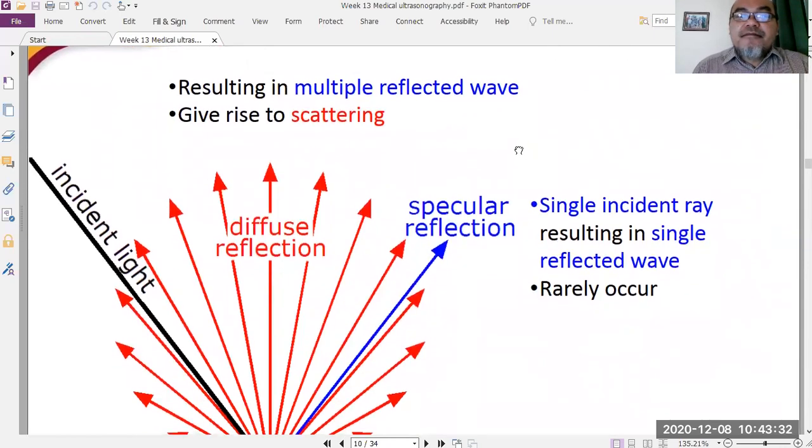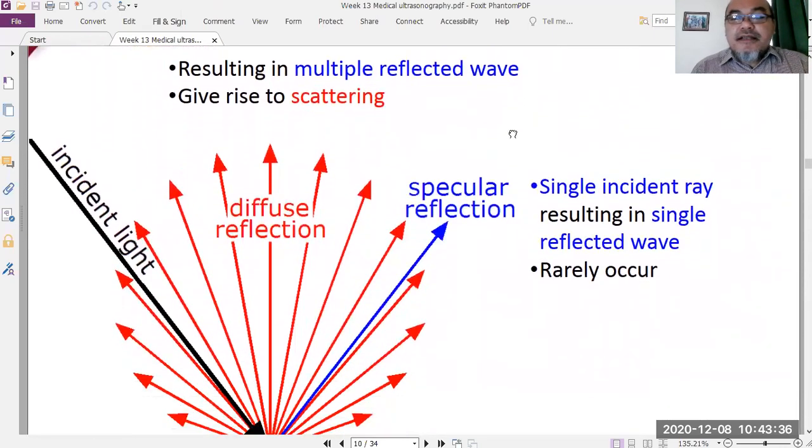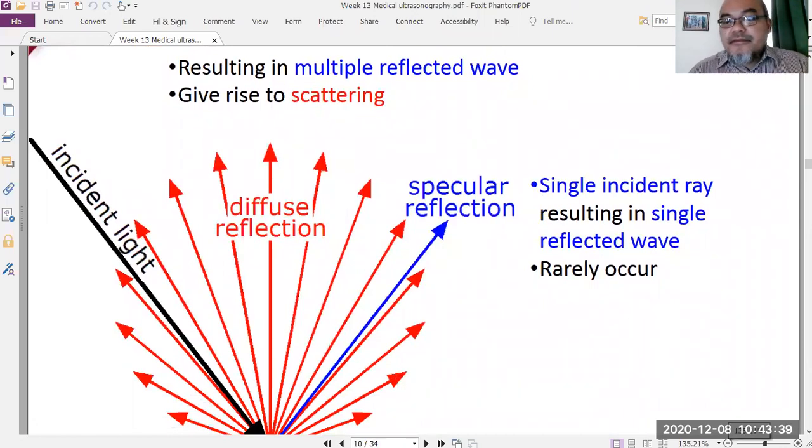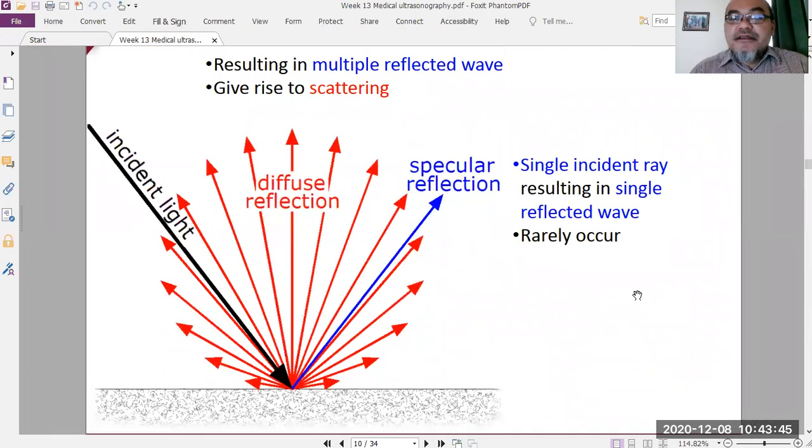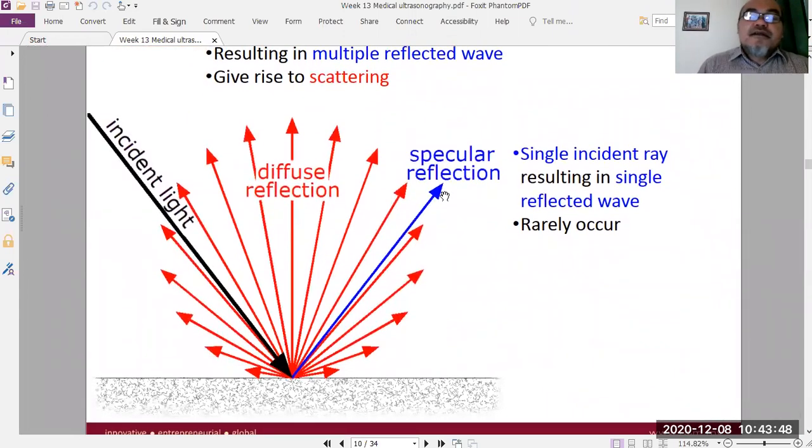So in ultrasound, resulting in multiple reflected waves, which will then give rise to the scattering. An incident light will be reflected. There is a diffuse reflection here. A diffuse reflection will have a random direction, almost in all directions, and each angle will have a different intensity. Specular reflection, on the other hand, will have a similar angle of reflection compared to the angle of the incident light. A single incident ray results in a single reflected wave.